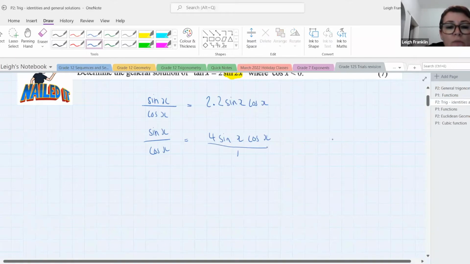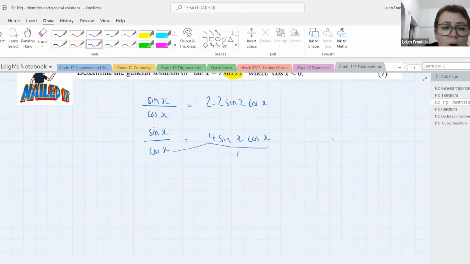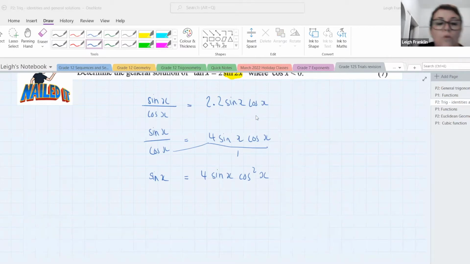Remember this is over 1. So if we cross multiply or multiply both sides by cos x, we're going to end up with sine x equals 4 sine x cos squared x, like so. Now what? You're right about getting rid of the denominator. That's perfect. What are we going to do now? Why are you not allowed to divide by sine?